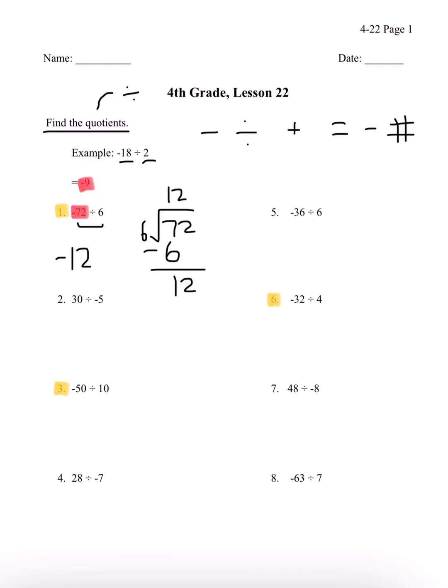Number 3, we have negative 50 divided by 10. So 50 divided by 10 is 5. And don't forget, we have a negative 50 and a positive 10. So our answer is going to be negative 5. Lastly, number 6, we have negative 32 divided by 4. 32 divided by 4 is 8. And we see here that our negative number is 32, and we have one positive number, which is 4. So our answer is going to be negative 8.